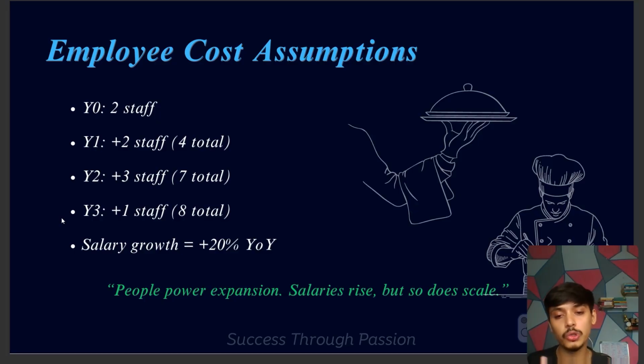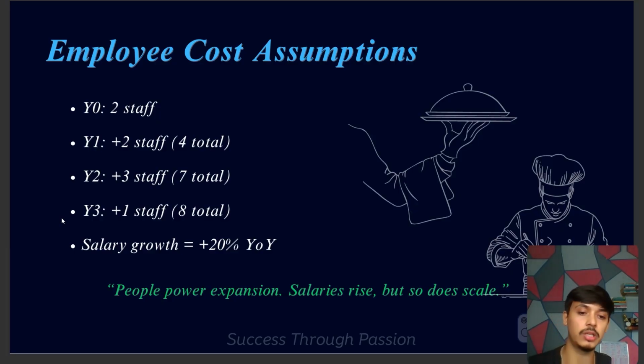So as we are also creating a storyline around the entire financial model, we mentioned that initially we have 2 staff who are helping and making sandwiches. When we open 1 more, we add 2 more staff. So that way you have to create an entire storyline around what you are building your model for.